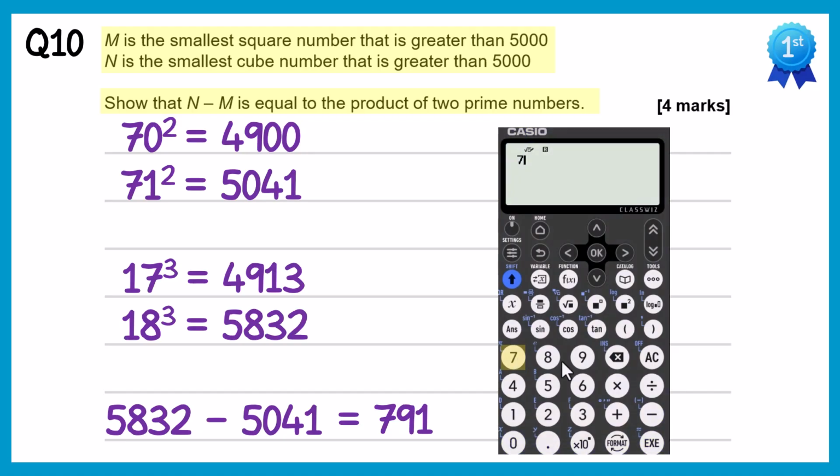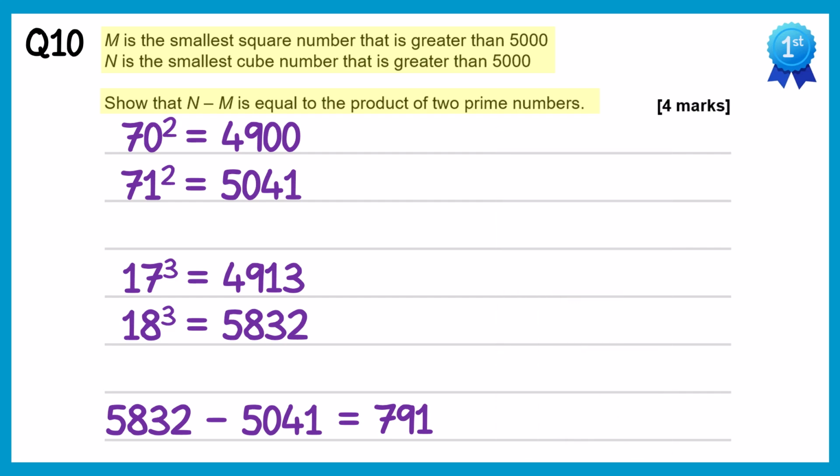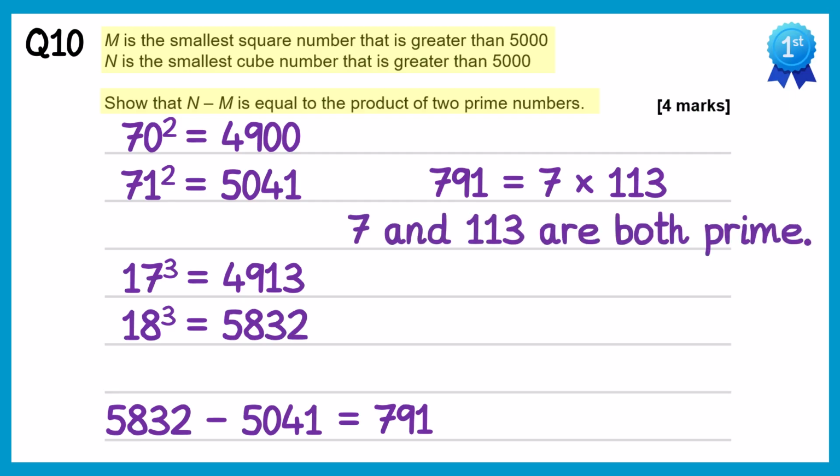If you have a newer style calculator, you start by typing in the number as well, then we press execute, then we press the format button, and then move down until it says prime factor, and then press execute again. And we get the same answer, 7 times 113. So 791 is the same as 7 times 113. And 7 and 113 are both prime numbers, so we've now shown what we were asked to do in the question.